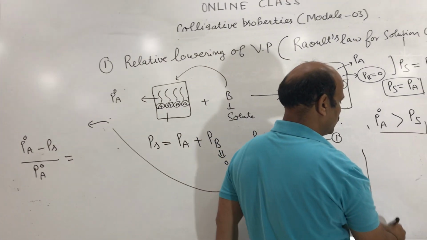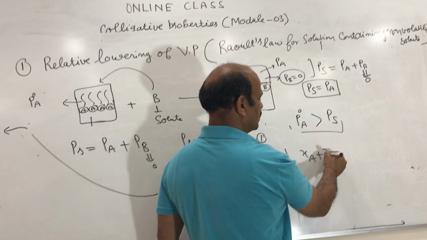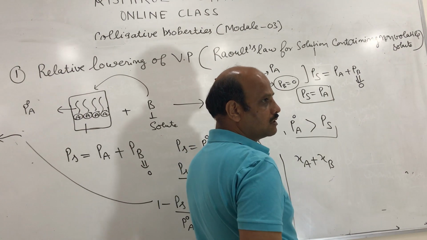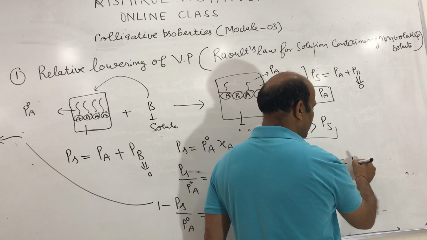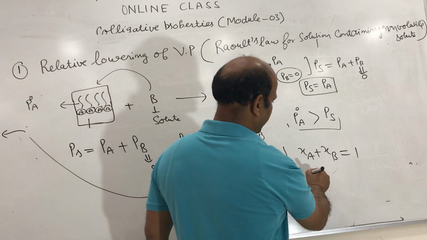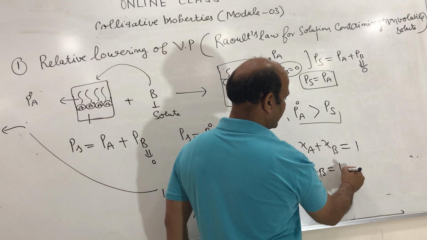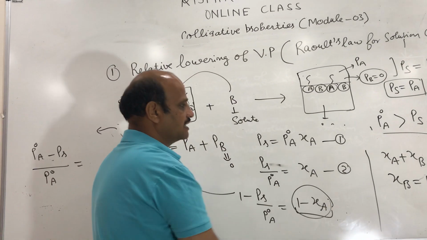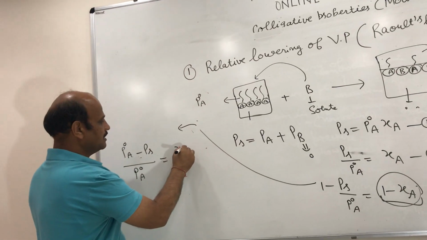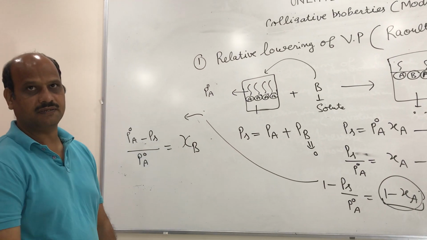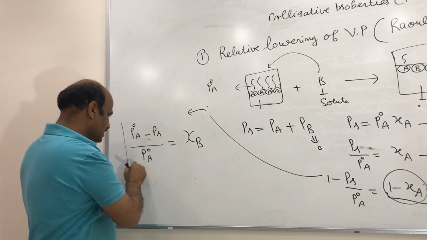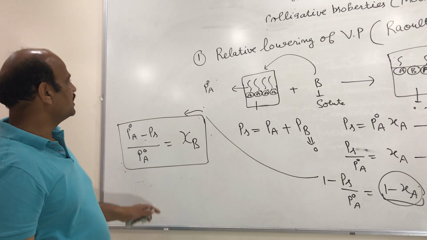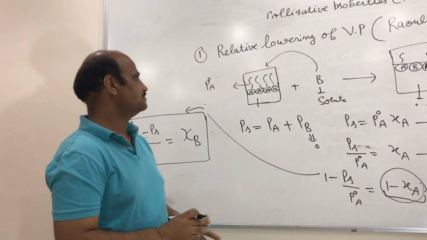We know mole fraction of a solution means solvent mole fraction plus solute mole fraction, that is equal to 1. So we can write XB is equal to 1 minus XA, or you can say in place of 1 minus XA we can write here XB. This is our colligative property, that is relative lowering of vapor pressure.